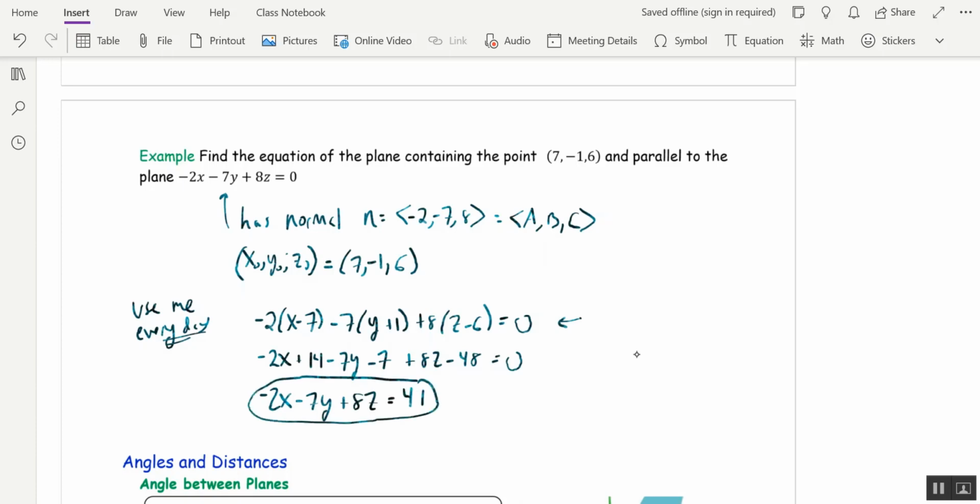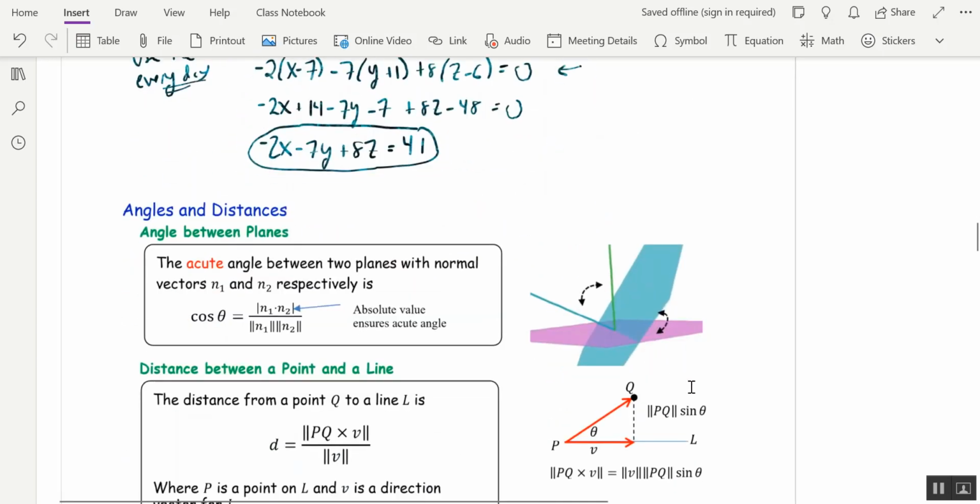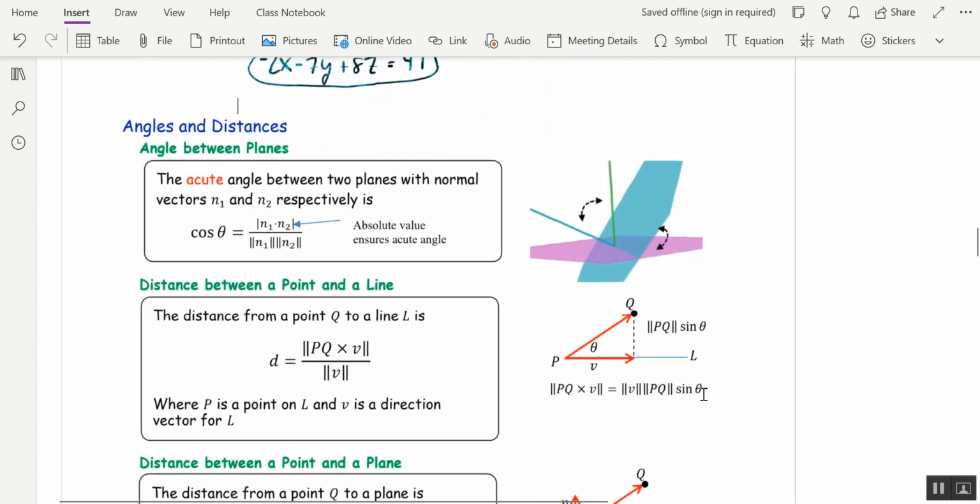And there it is. Okay, angles and distances. When we find the angle between two planes, we simply want the angle between their normals. And so this equation here is the same equation we had for the angle between u and v, except that there's an absolute value on the top, and that ensures that we get an acute angle between the two planes.